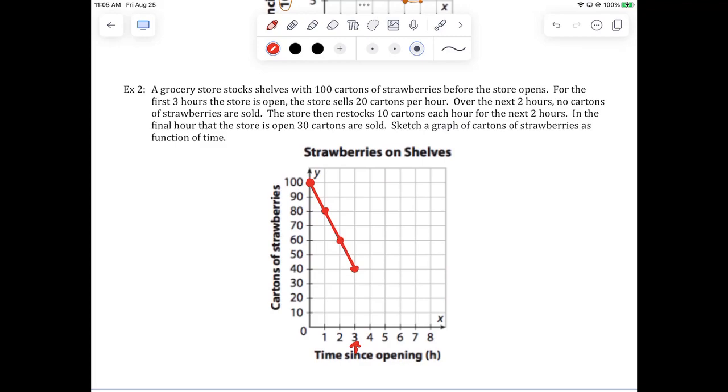All right, so for the next 2 hours, so that's from 3 to 5, no strawberries are sold. So we can connect that. That's a little horizontal line like that. Who knew strawberries would be so much fun?